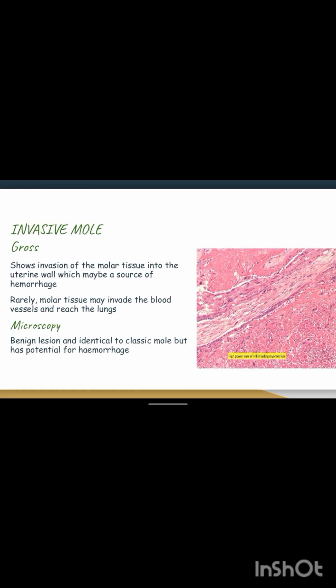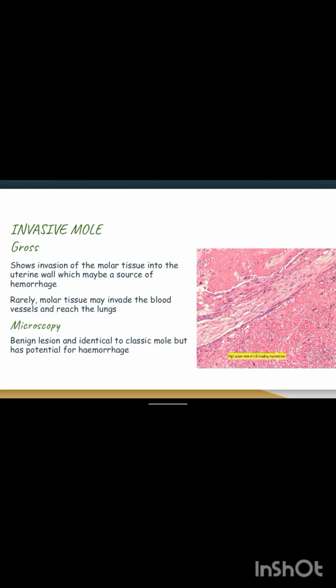Now looking onto the invasive mole, the gross feature is it shows invasion of the molar tissue into the uterine wall, which may be a source of hemorrhage. In the invasive mole, the typical feature is the bleeding. That is because the invasion of molar tissue into the uterine wall causes hemorrhage here. Rarely, molar tissue may invade the blood vessels and reach the lungs.